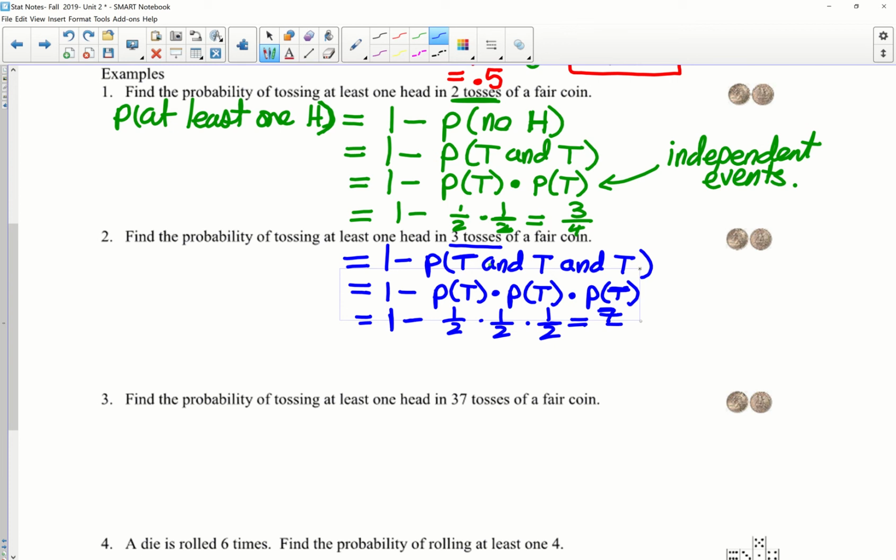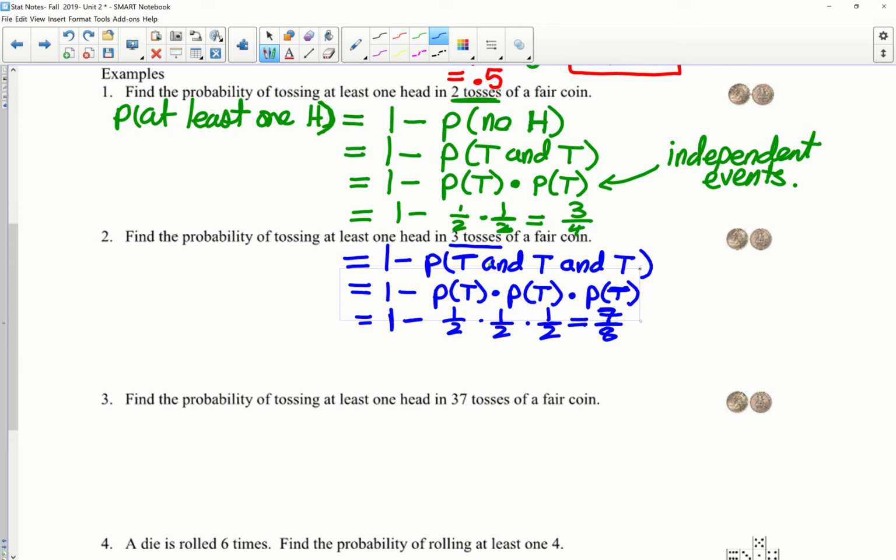So we get 7/8. Now, numbers 1 and 2 fall in the category of types of questions that you could probably do a different way. Like if I listed out all the different ways in which you could get 2 tosses of a fair coin, I could do a tree diagram, I could list out the sample space. I just count them up. Same idea with number 2, there's only 8 outcomes.